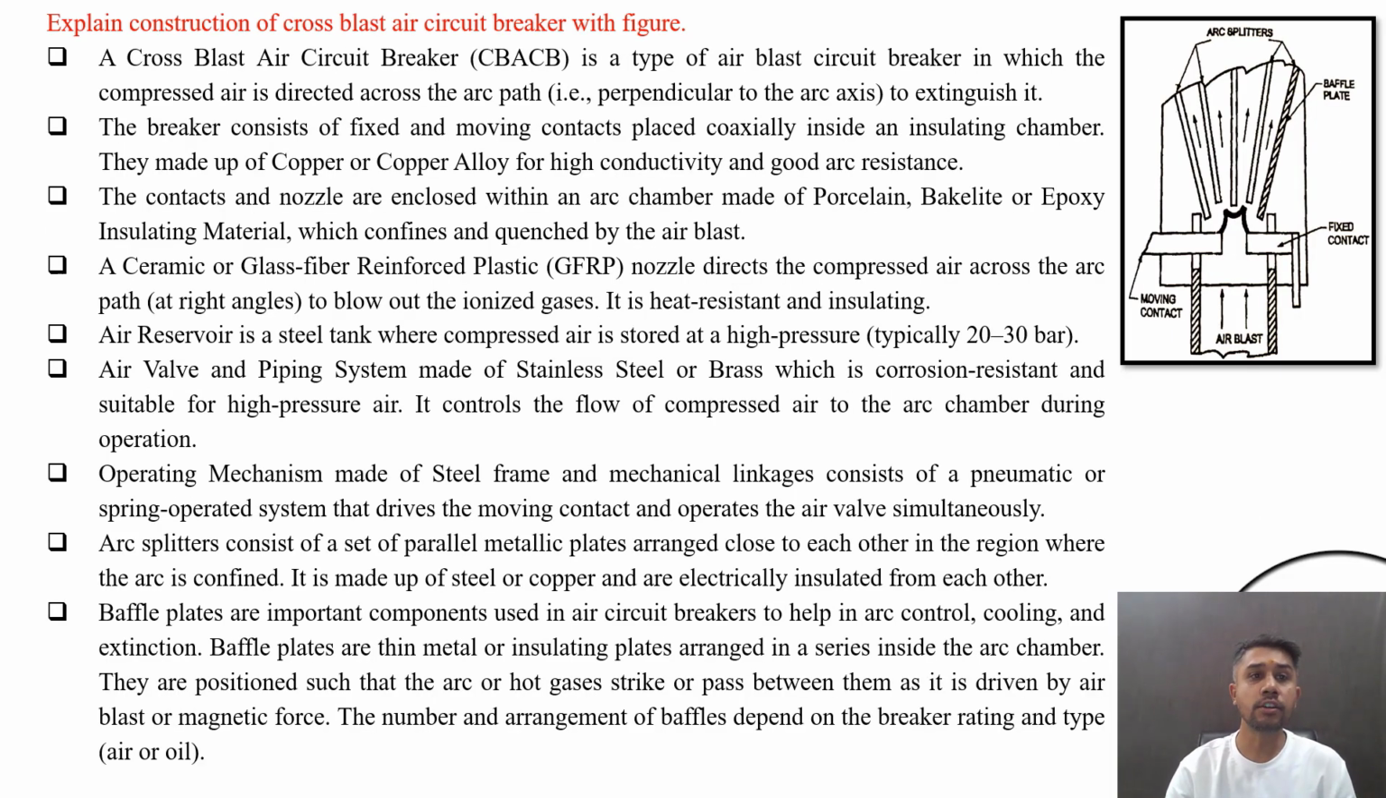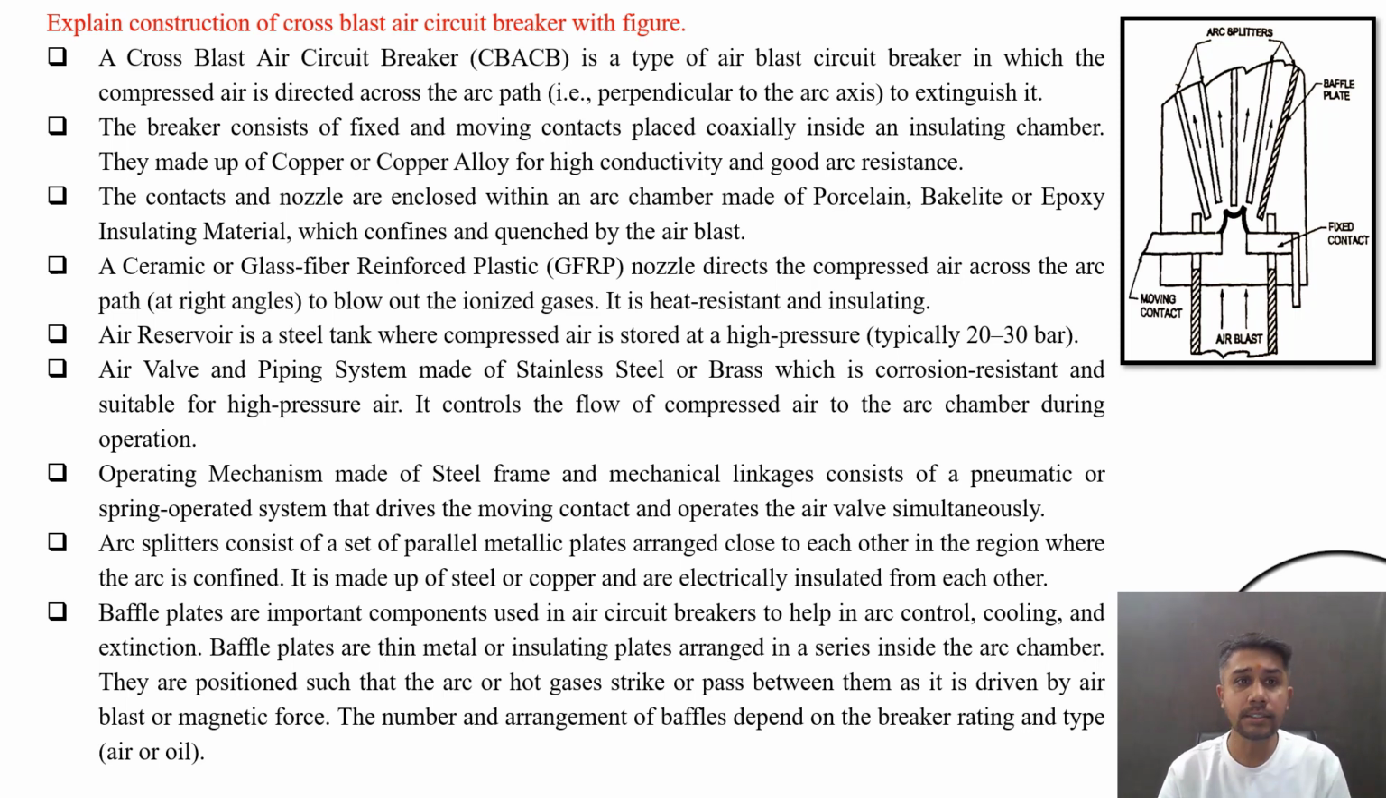Explain construction of cross blast air circuit breaker with a figure. A cross blast air circuit breaker is a type of air blast circuit breaker in which the compressed air is directed across the arc path, that is, perpendicular to the axis of the arc flow. So if the arc is in this direction, then the pressurized air flows in the direction perpendicular, or at right angle, to the main arc axis to extinguish it.